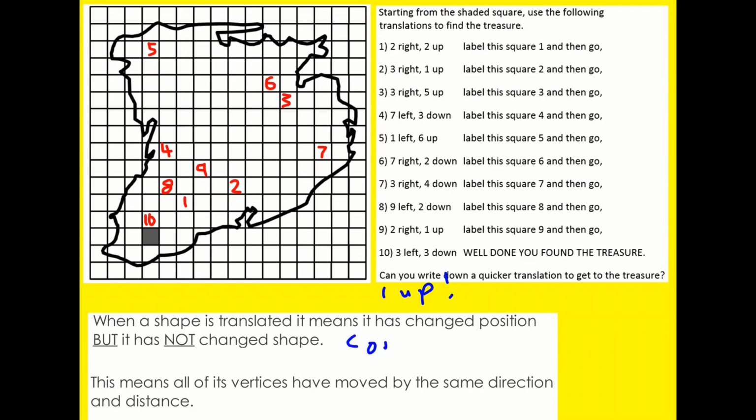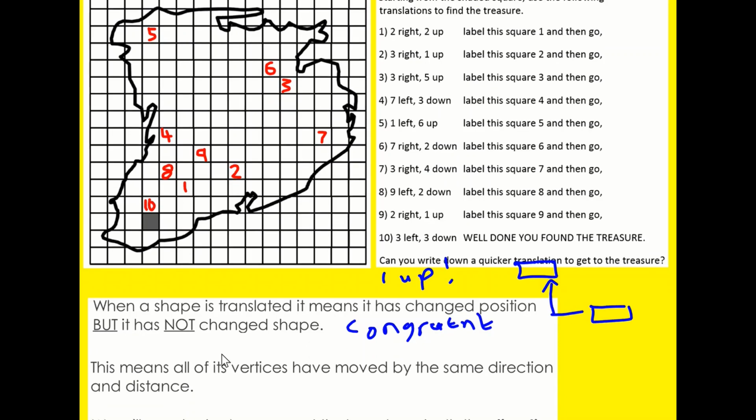Another word for that is that it remains congruent. The shapes are congruent, they're exactly the same. So all the vertices, that is the corners of the shape, have moved the same direction and distance. That can actually be used. So you don't have to translate every single corner. You could translate your rectangle, maybe just the top left, and it ends up over here. And then you know that because your rectangle looks the same, you can just draw it in. You don't have to translate all four corners because all the corners move the same direction and distance.